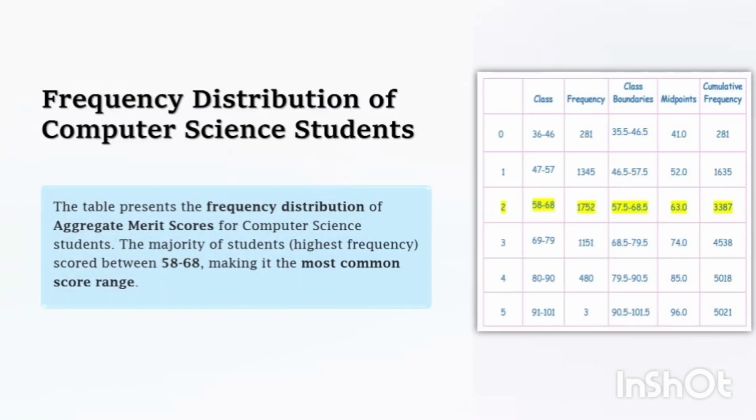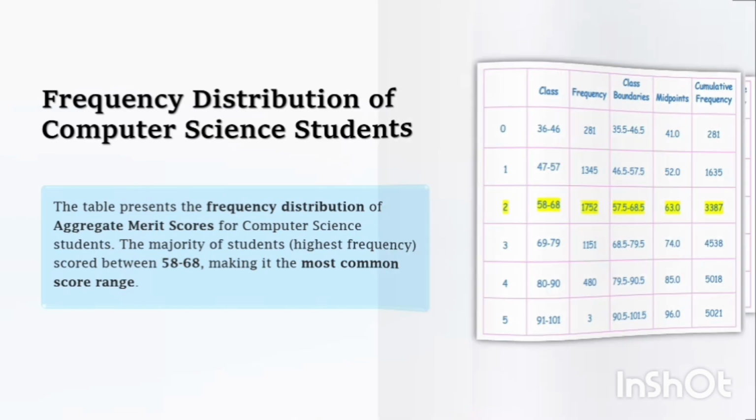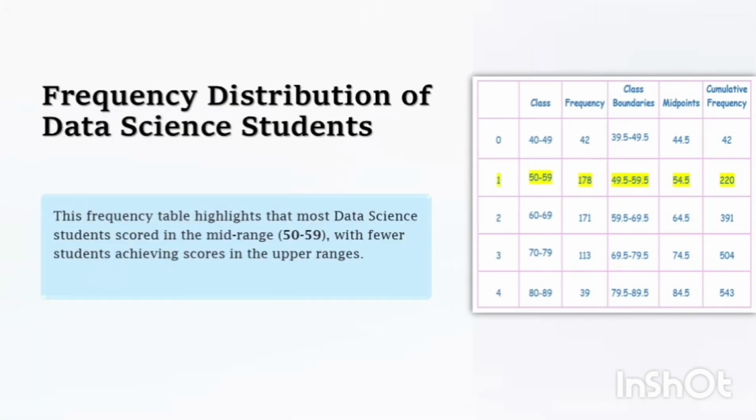Frequency distribution of computer science students. This table highlights the frequency distribution of aggregate merit scores for computer science students, and as you can see, the most common score range is between 58 and 68, which has the largest number of students, and that is 1752. On the other hand, according to the frequency distribution table, data science students mostly scored in the mid-range between 50 and 59, and fewer students achieved scores in the upper range. This suggests that these scores are more tightly clustered around the middle.